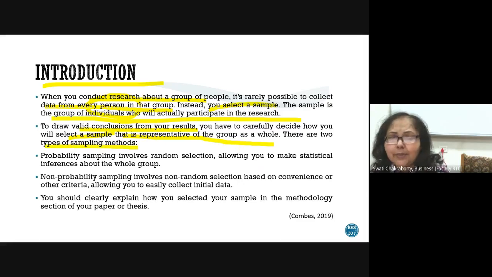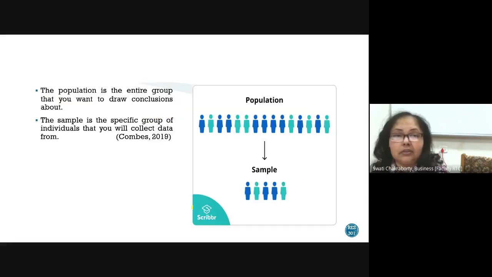There are two types of sampling methods. One is probability sampling, which involves random selection and allows you to make statistical inferences about the whole group. The other is non-probability sampling, which involves non-random sampling based on convenience or some other criteria, which allows you to quite easily collect the initial data. And we will clearly explain as we go through how you select your sample in the methodology section of your research paper. So what is population?